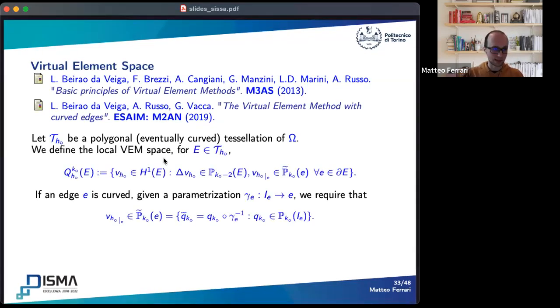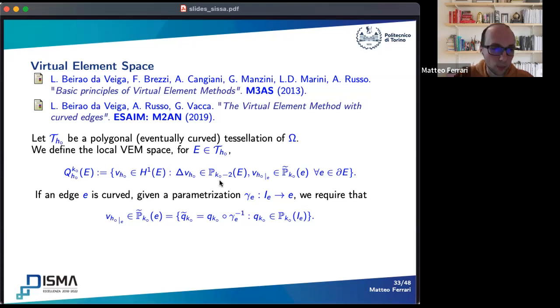For each element of the tessellation, we define a local virtual element space that is the subspace of H1, with the functions having the Laplacian in this specific polynomial space, and whose restriction to the boundary of these local elements is again polynomial. The only exception, if an edge is curved, is that we define this in such a way that not the function is a polynomial on the boundary, but the composition between the parametrization of the edge and the function. This must be a polynomial in the parametrization interval. This is the only difference between a curved and not curved version of virtual element.